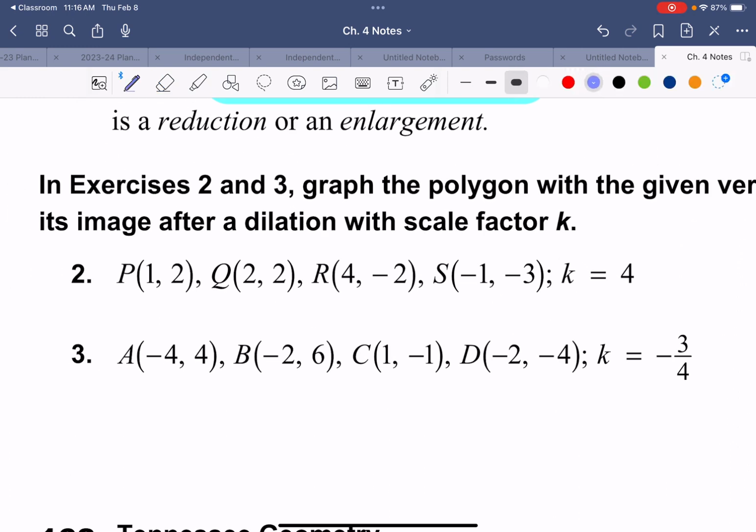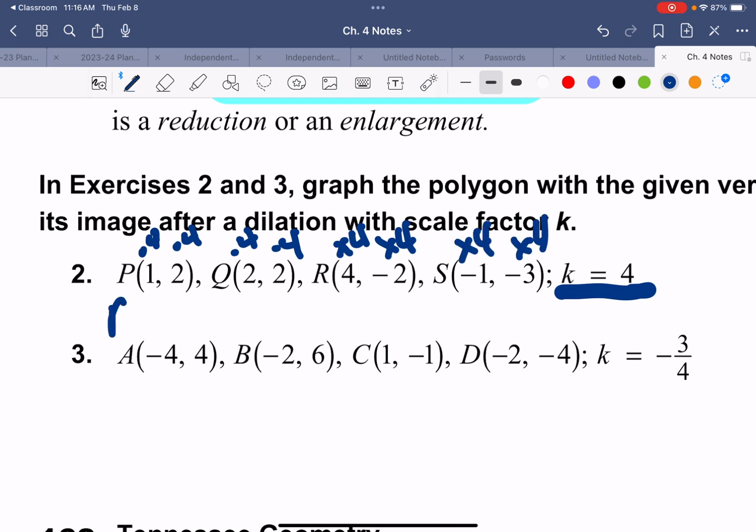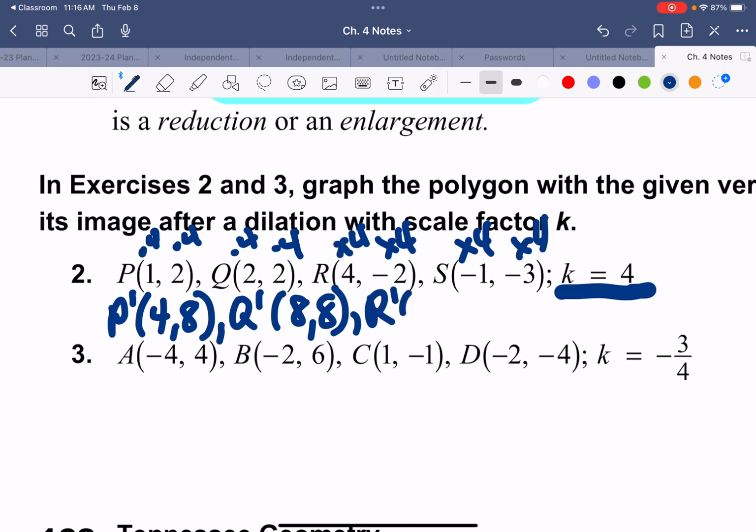This one's pretty cool. I like this one. Because all you're doing is taking this scale factor here of K, and we're just going to multiply everything times 4, times 4, times 4, times 4. All of them, just times 4. So P prime is going to be 4, 8. Q prime is going to be 8, 8. R prime is 8. No, 4 times 4 is not 8. Haha, it's 16. And then -2 times 4 is -8. Then S prime is -4, -12.